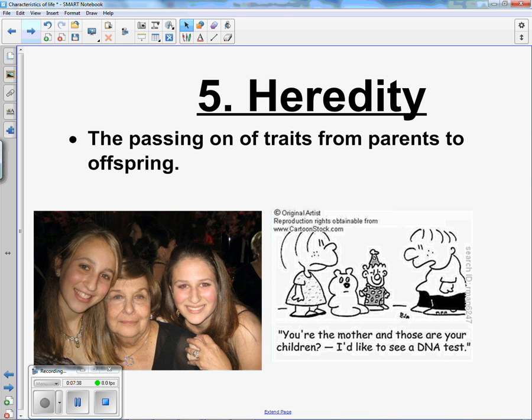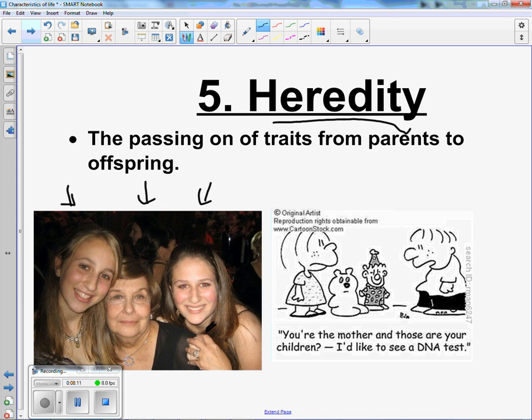Right? Heredity. So we talked about heredity is the passing of traits from parents to offspring. Okay, so you can see over here, this is me, down here. This is my grandma, and this is my sister. And you can see we all look kind of alike, right? And the reason is, it's because of heredity. So my grandma passed some traits to my mother, who passed some genes and traits onto me and my sister.